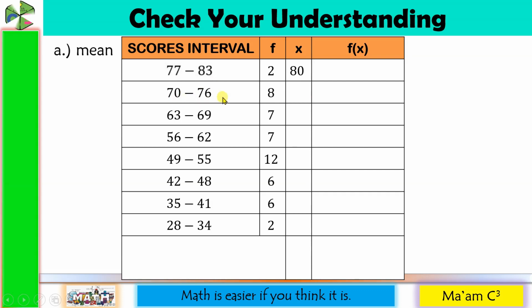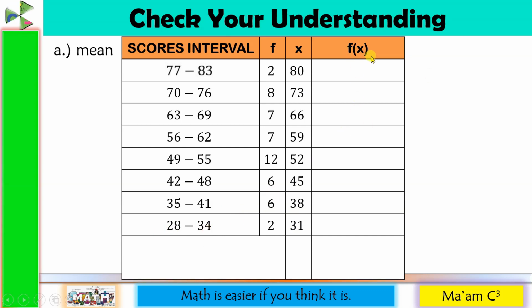70 plus 76 divided by 2 is 73. 63 plus 69 divided by 2 is 66. 56 plus 62 divided by 2 is 59. 49 plus 55 divided by 2 is 52. 42 plus 48 divided by 2 is 45. 35 plus 41 divided by 2 is 38. And 28 plus 34 divided by 2 is 31. This is actually the midpoint of these two numbers.